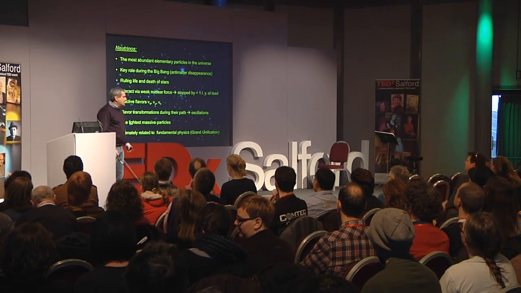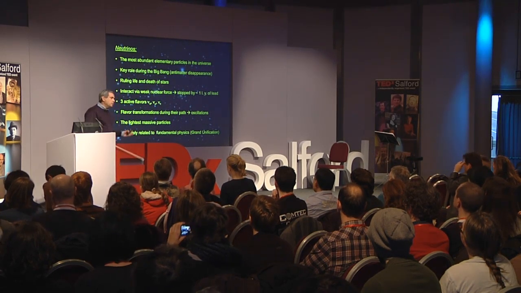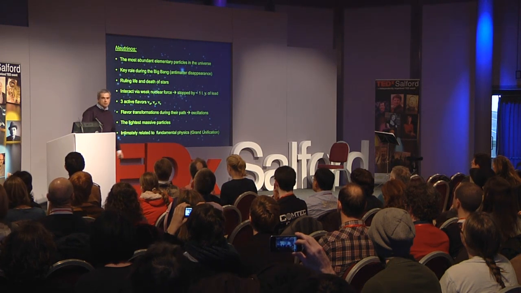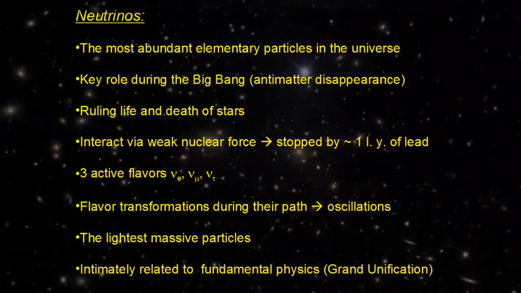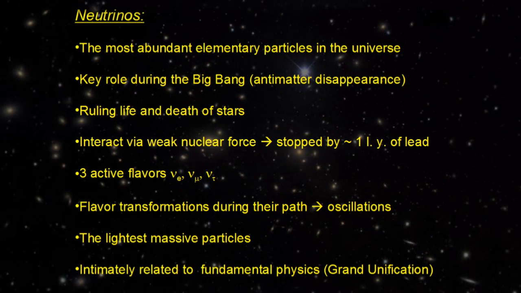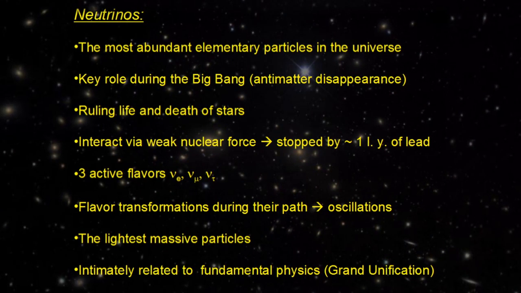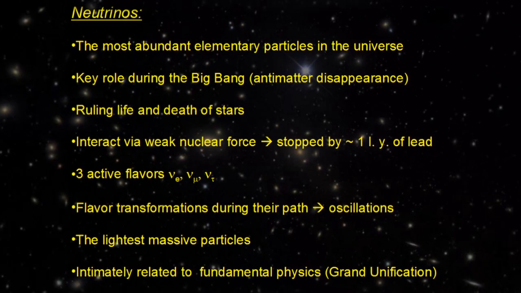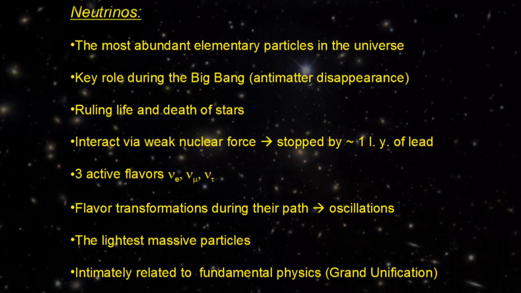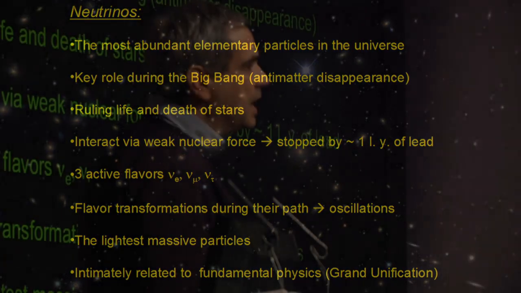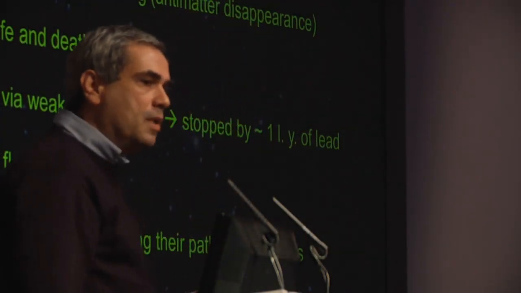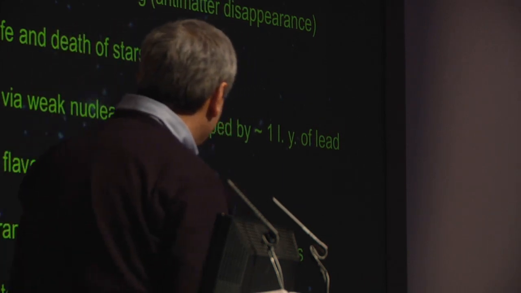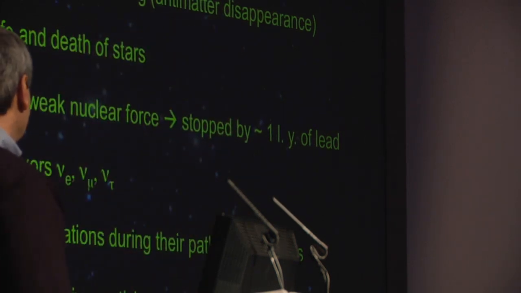And you need an amount of matter comparable to many light years of lead in order to stop neutrinos. We know that there are three flavors of neutrinos: the electron neutrino, the muon neutrino, and the tau neutrino. Another unique property of this particle is that they can change flavor during their path. They can transform from one neutrino species to the other, and this is the phenomenon that we study, called neutrino oscillations.